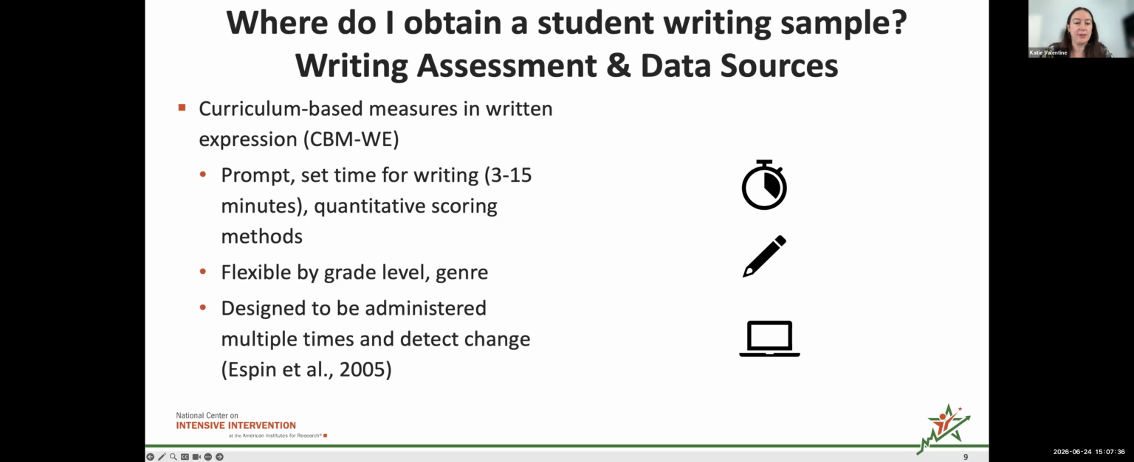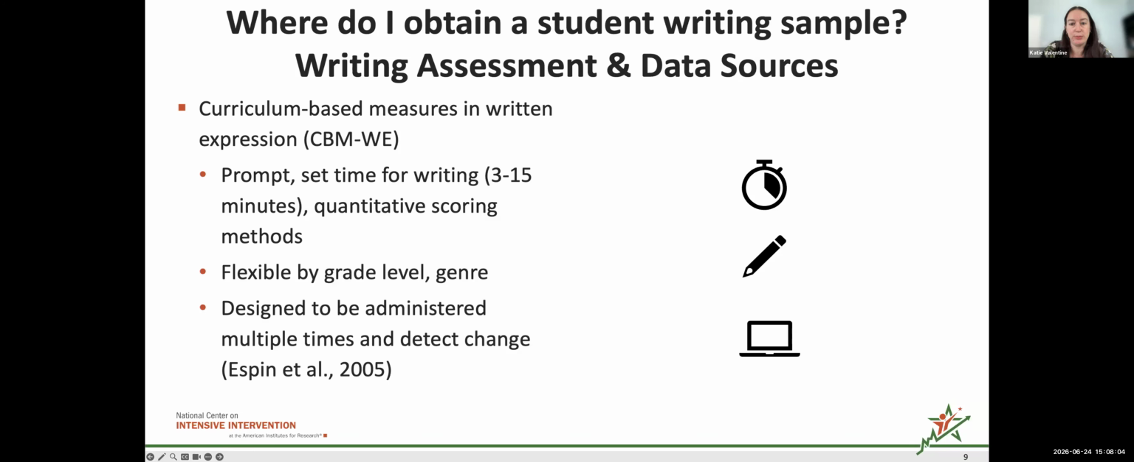And so today I'm going to talk about this within the context of collecting a student writing sample through a curriculum-based measure in writing. I mentioned oral reading fluency being a reading curriculum-based measure. You may also be familiar with some of their versions in math as well. So these exist in writing also. CBMs, curriculum-based measures in writing, are usually based around a prompt, and the student is given a set time for writing.